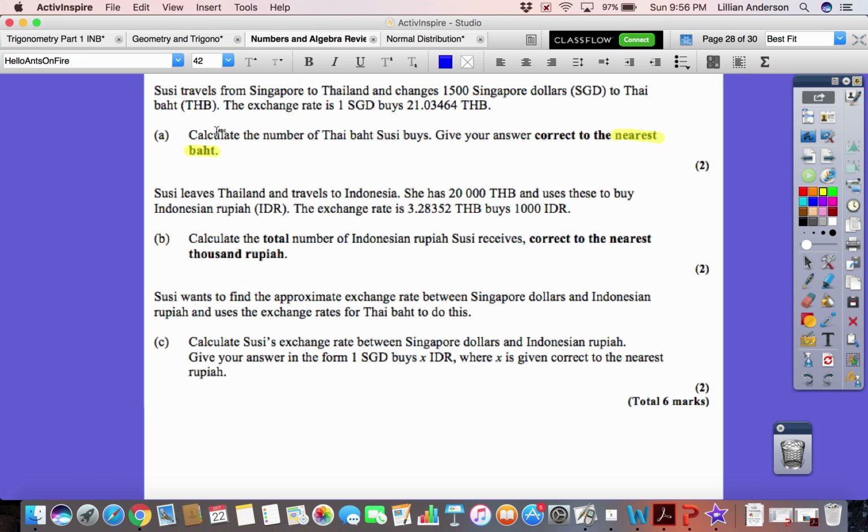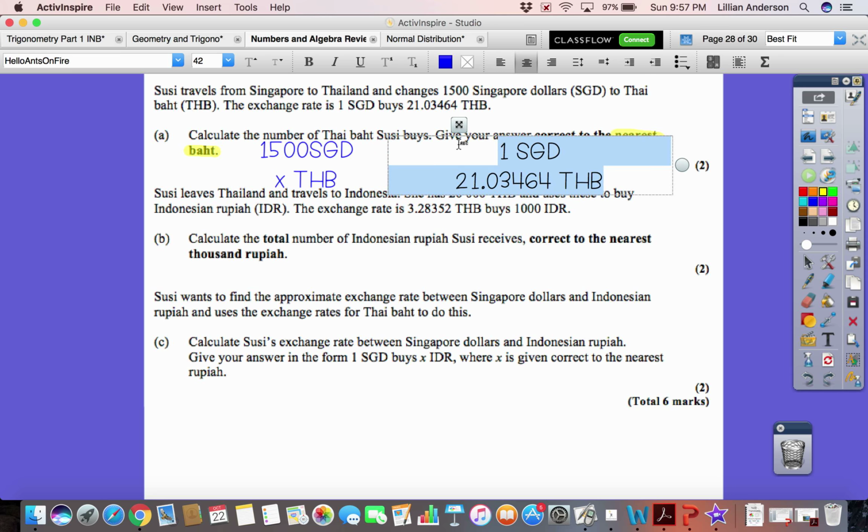So for this problem, when you want to calculate the number of baht she buys, remember she's starting out with 1,500 Singapore dollars and she's trying to convert that into a certain number of baht. Okay, so remember I told you guys you can always set up a proportion to figure this out, right? So that's 1,500 Singapore dollars for a certain number of Thai baht, and the exchange rate is 1 Singapore dollar over 21.03464 baht. And when you're trying to solve this proportion, you're going to end up cross multiplying and then solving for x.